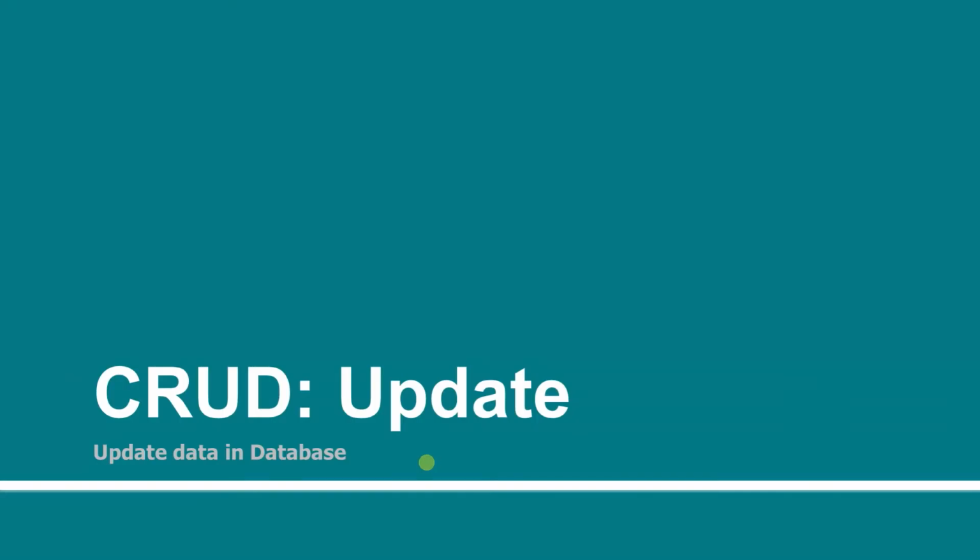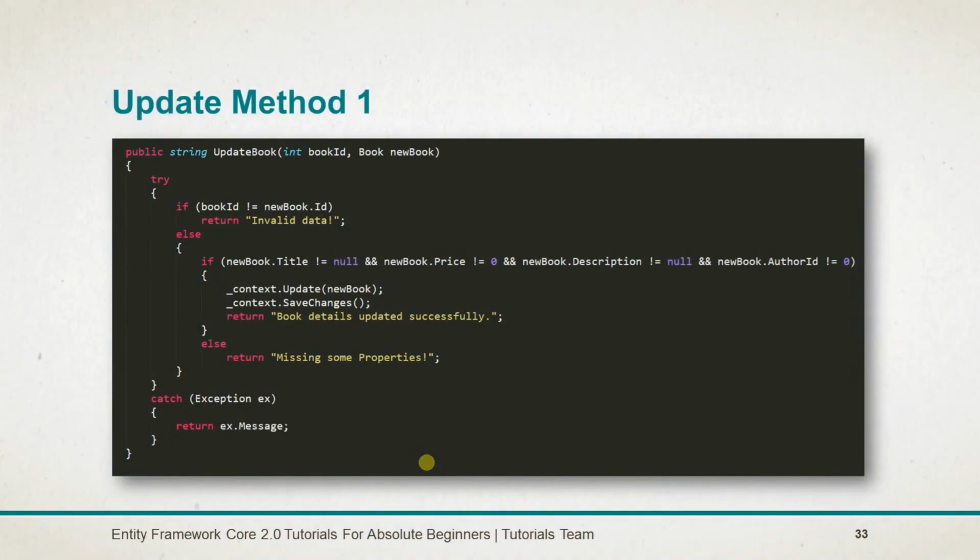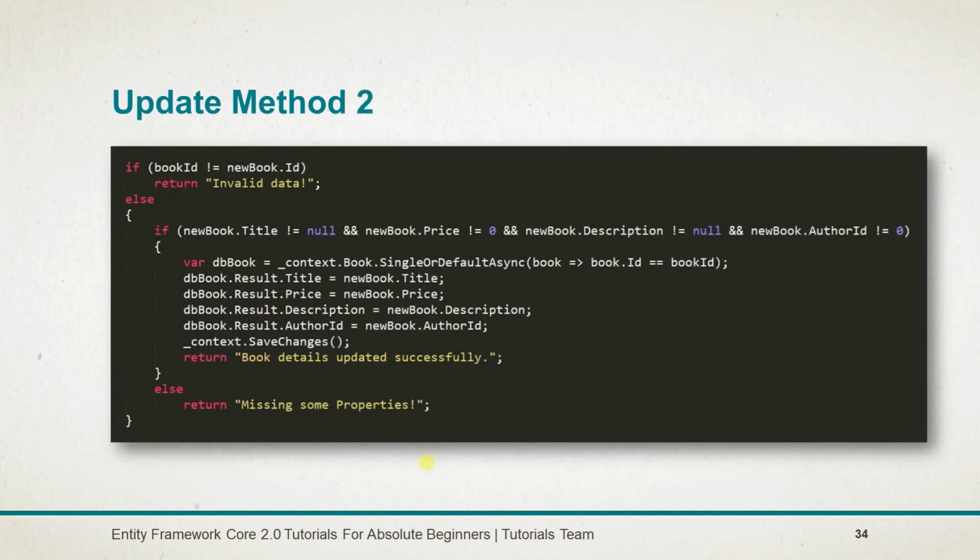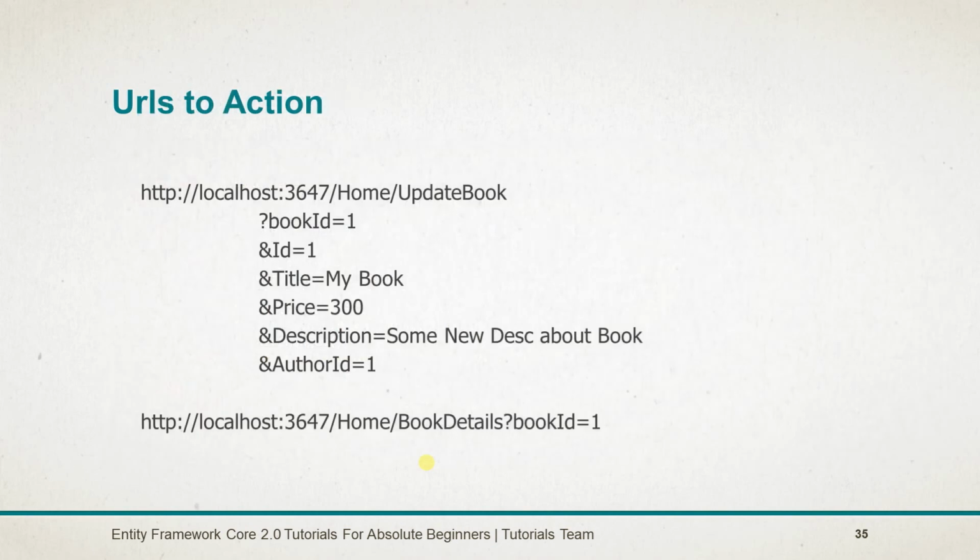Let's see what we learned in this session. The first way to update the data is to use the Update method of the context, in which we need to pass the new instance of the entity. In the second way, we need to retrieve the existing book detail from the database and manually set those properties with the new properties. Here are some URLs to our actions if you need them.